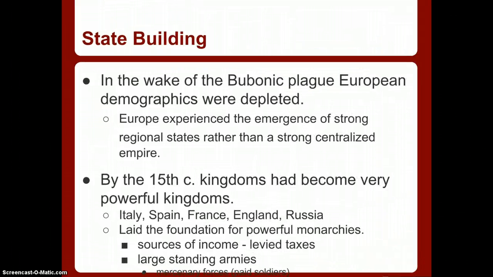Now, in the wake of the bubonic plague, a lot of European populations were depleted. And we talked about yesterday that had a lot of societal and economic implications. But what we see in Europe is the emergence of a lot of strong regional states instead of a strong centralized empire because it is so fragmented. So by the 15th century, or the 1400s, we have very powerful kingdoms that have emerged: Italy, Spain, France, England, Russia, and so on and so forth.